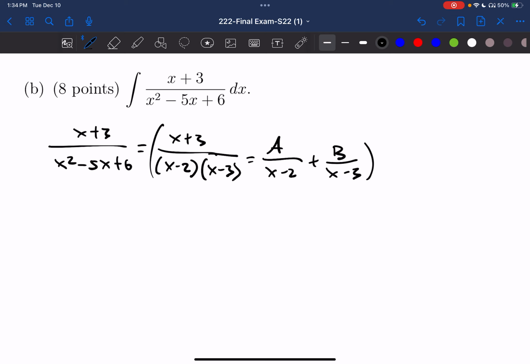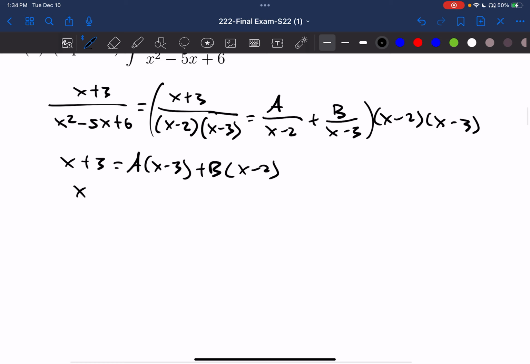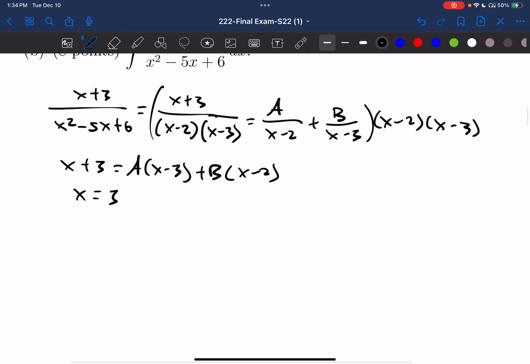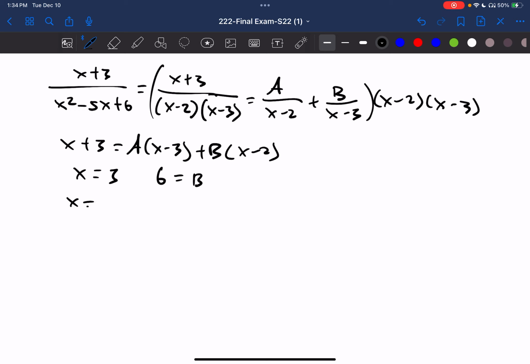Now, if we multiply everything here by x minus 2 times x minus 3, we will end up with x plus 3 equal to A times x minus 3 plus B times x minus 2. Now, setting x equal to, let's say, 3, we're going to get 6 equal to B. So B is equal to 6. Now if we set x equal to 2, we will get 5 is equal to negative A. Therefore, A will be equal to negative 5.